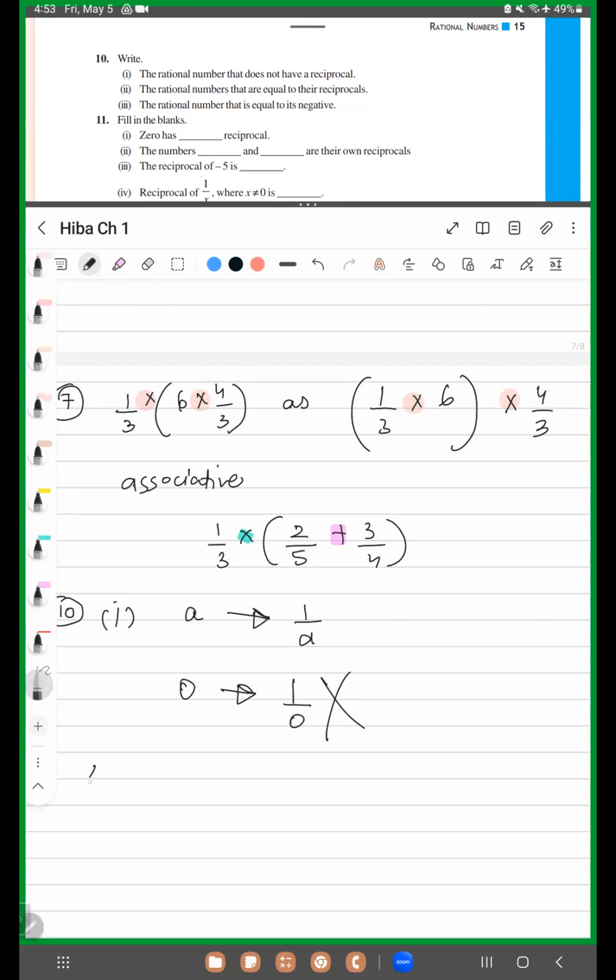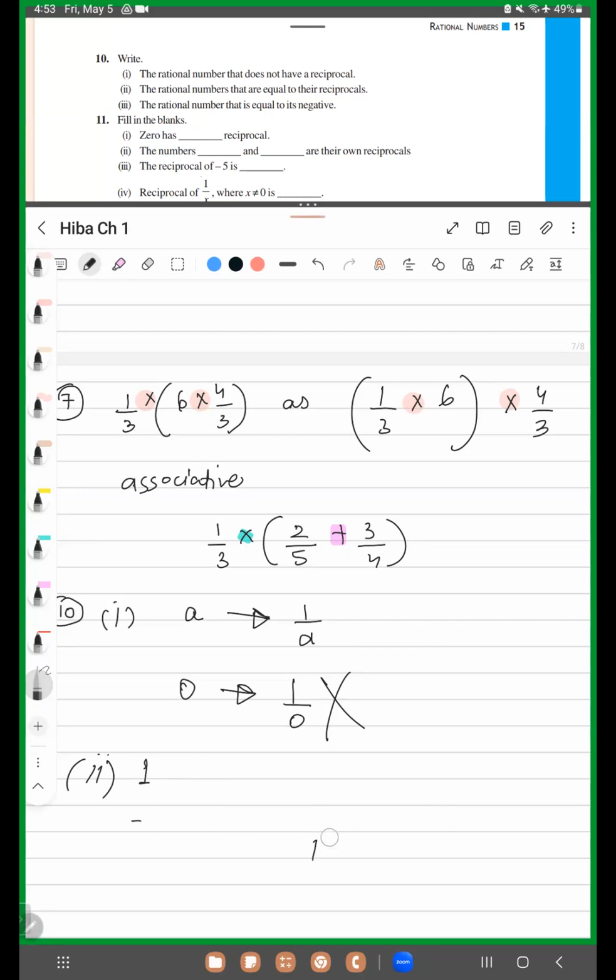Second one. The rational numbers that are equal to their reciprocals. Tell me any such rational number. Very good, 1 and -1. What is the reciprocal of -1? -1 by 1, right? Which is equal to again -1. But I've never seen a reciprocal that has -1 in it.